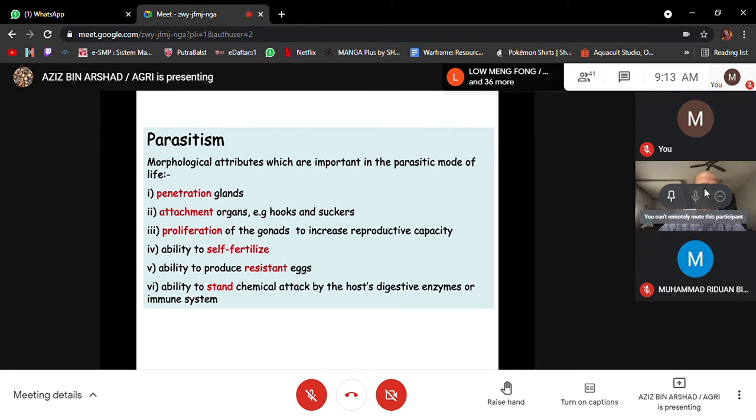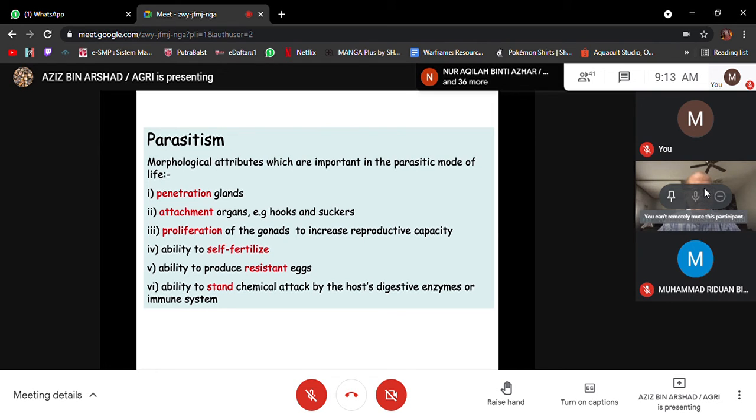Parasites. When we discuss parasites, there are things that we have to be aware of, the term parasite. Those that are parasitic in nature will have to have certain characteristics. And these 7 characteristics are a summary of the characteristics that may be found in the parasitic mode of life. One is penetration gland, or kelenjar penembus. This is to penetrate the host. It must have this in order to be a parasite.